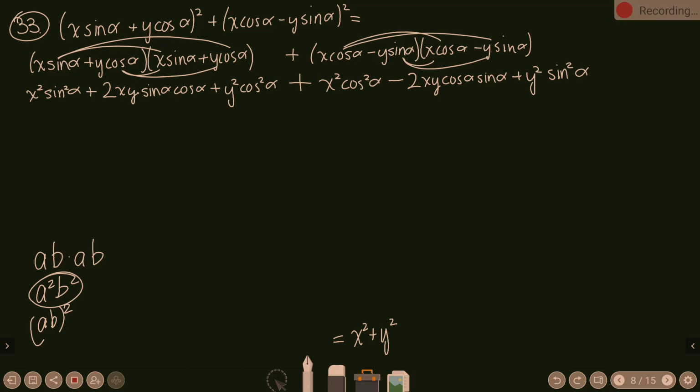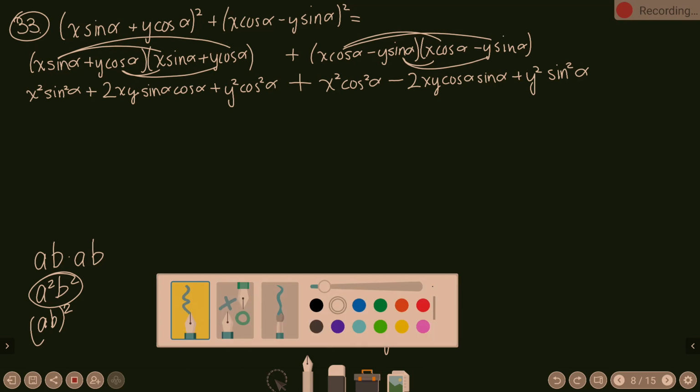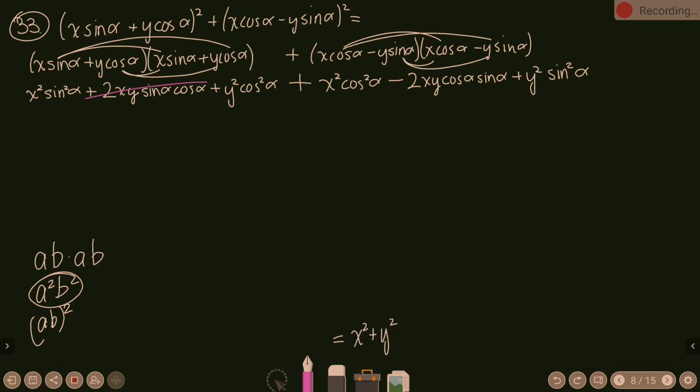What do you see happening importantly? Plus 2xy sine cosine cancels with minus 2xy sine cosine, yes? Any other like terms? There's not, is there? Okay. So, with that in mind, we have 4 terms left, yes?